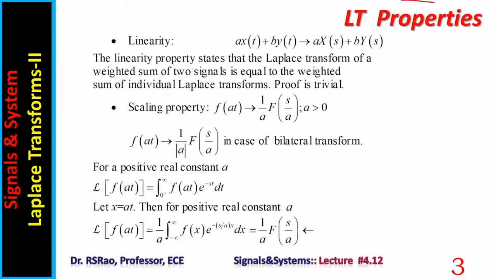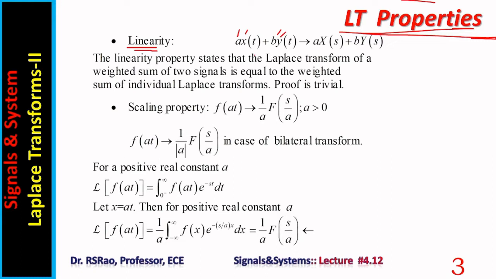Laplace transform properties. We begin with the linearity property. In simplest possible terms, linearity means obeying the superposition principle. If a transform or a system obeys the superposition principle, then we say it exhibits the linearity property. Mathematically, it can be stated as Laplace transform of a x of t plus b y of t is a X of s plus b Y of s. Here a, b are constants, x and y are two signals.